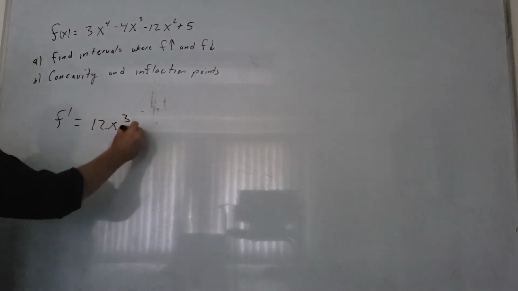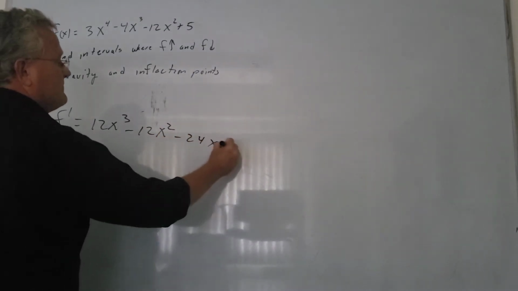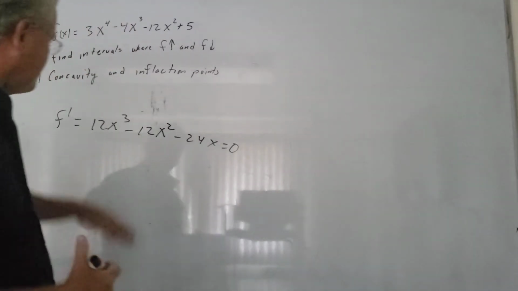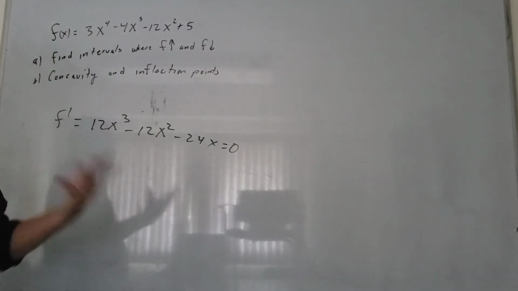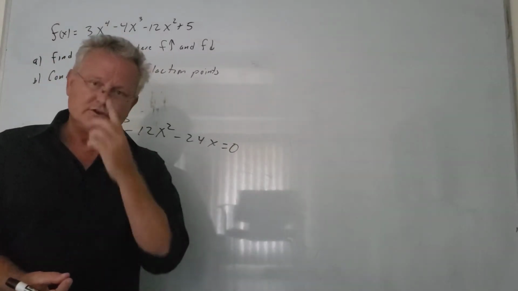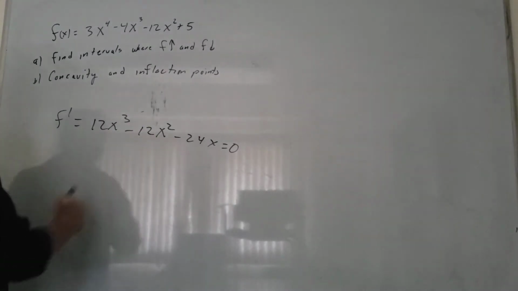12x cubed minus 12x squared minus 24x. We want to know when this is 0 or undefined. This is a polynomial, so it's defined everywhere. We don't have a fraction where the denominator could be 0. So we just have to solve this.